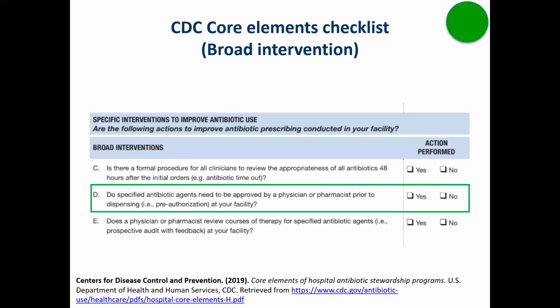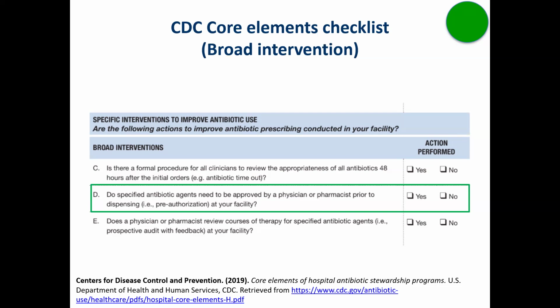So, according to the CDC core elements of the hospital antimicrobial stewardship program, there are several broad interventions. These include the prospective audit and feedback, which is point number E, also the pre-authorization, which is point number D, and even the antibiotic timeout to be held in the antimicrobial stewardship program as one of the main interventions. So, together, these strategies are used to optimize antimicrobial use.